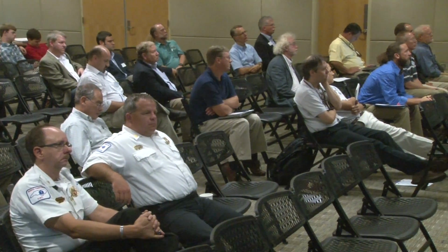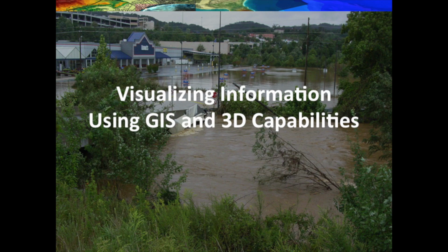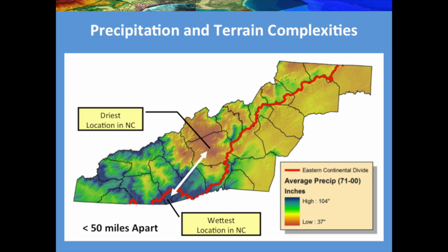So I'll talk a little bit about GIS and 3D capabilities and how that kind of feeds into visualizing some information. I'm going to start with just a really pretty simple map here, but this is a concept that we've referred back to throughout the morning, and that's just this idea of here in Western North Carolina, we have complex terrain, we have complex precipitation patterns. Just because it's not raining necessarily a whole lot in downtown Asheville doesn't mean that it's not raining a whole lot up in the higher reaches of the watersheds.